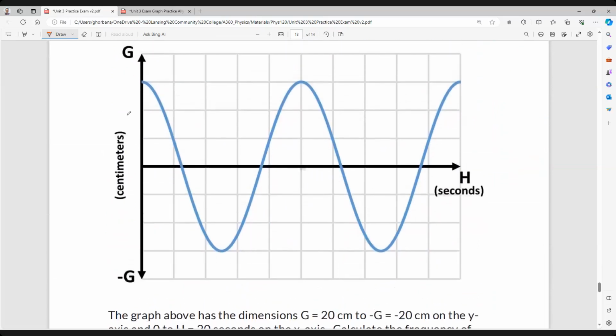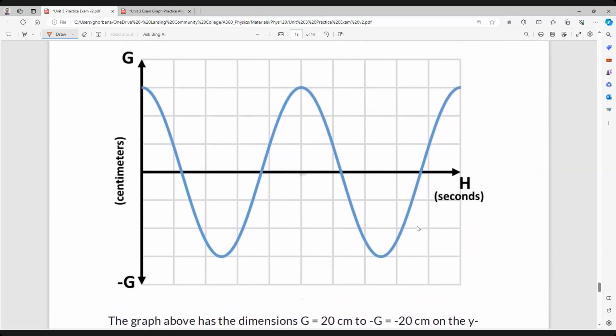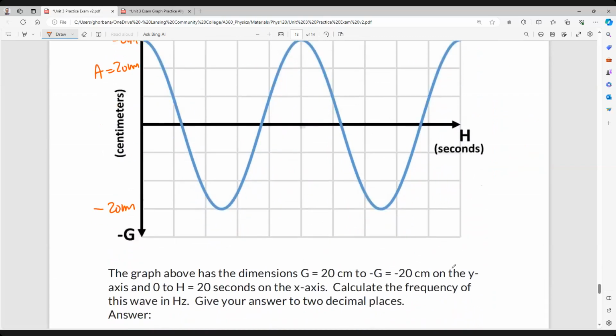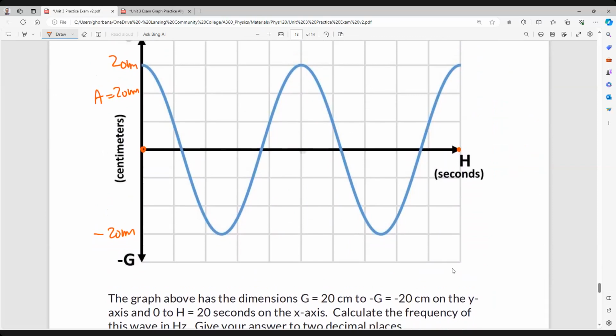This one again, displacement over time. In my question, G is from 20 centimeter to negative 20 centimeter. Again, the amplitude is 20 centimeter. Good. But the H is changing from 0 to 20. See? From 0 to 20. Okay? So from here to here again is 20 seconds.